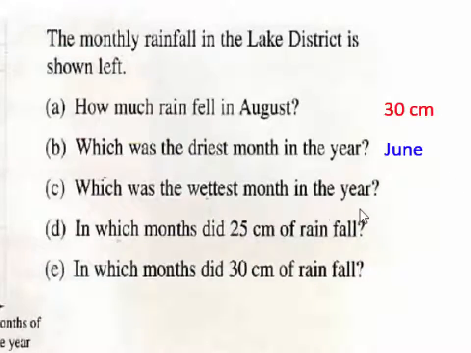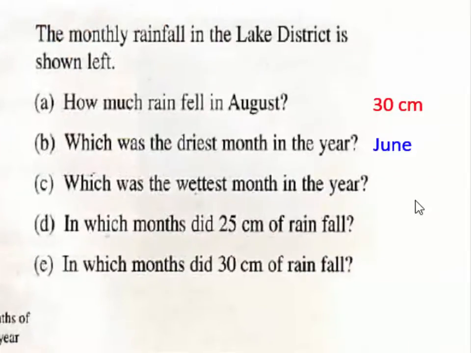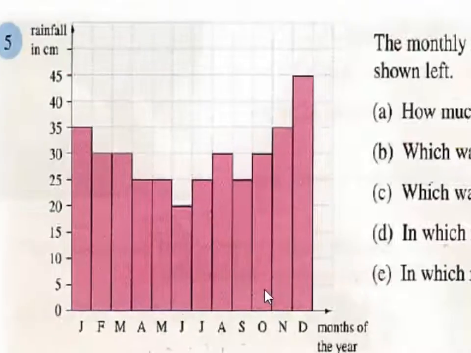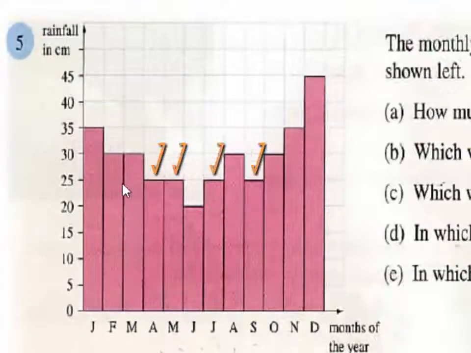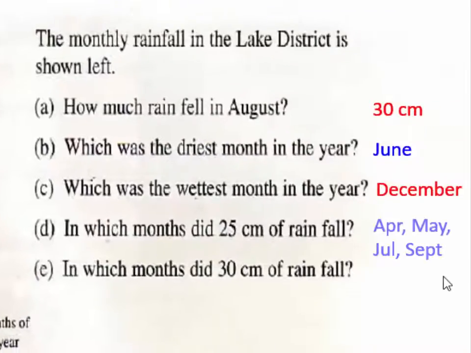Which was the wettest month in the year? Well, that'll be the tallest bar. So if we look down here, it's December, when 45 centimeters fell. So just put the month, which is December. In which months did 25 centimeters of rain fall? Now it says months, so it's more than one. It's plural, more than one. So we'll look across and see 25. So 25 fell here for April, 25 for May, we've got 25 for July, it looks like, and 25 for September. So there's our answer: April, May, July, and September.